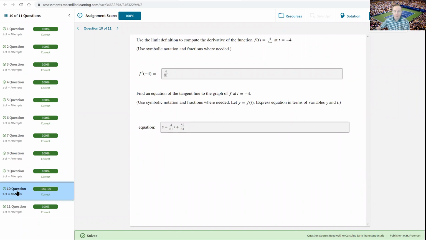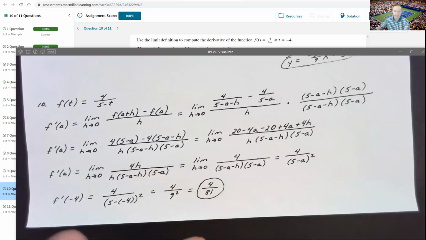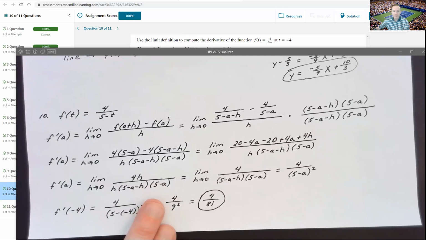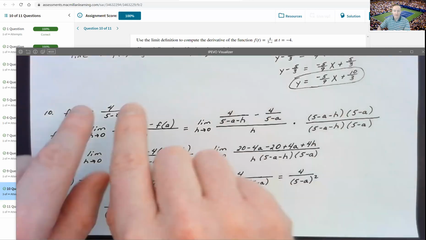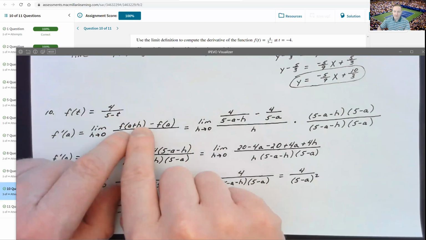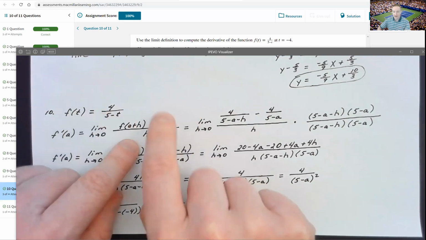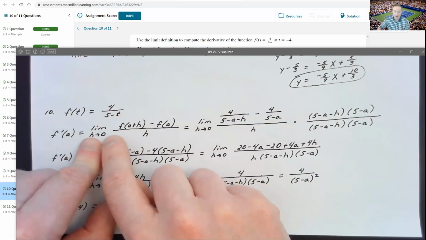The only slightly annoying thing in this one is they put it in terms of t when we're used to doing it in terms of y's and x's, but no big deal. So for number 10, they wanted to know the derivative of this function evaluated at -4. All right, so again, they gave me a rational function. And again, I'm using the f of a plus h minus f of a over h formula. You could have just as easily used the f of t minus f of a over t minus a formula as t approaches a. But this one will always work as well.